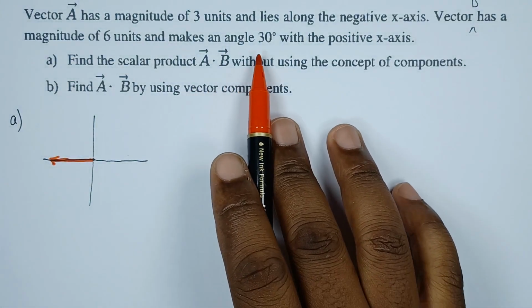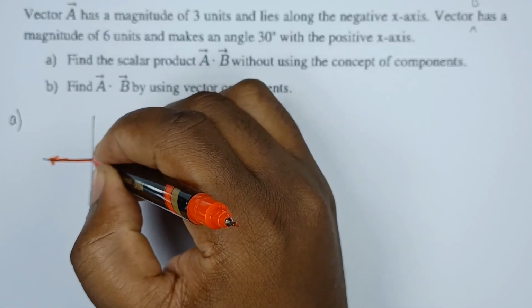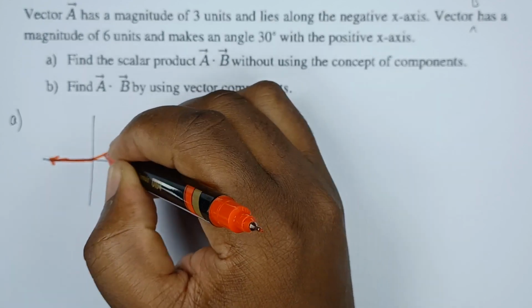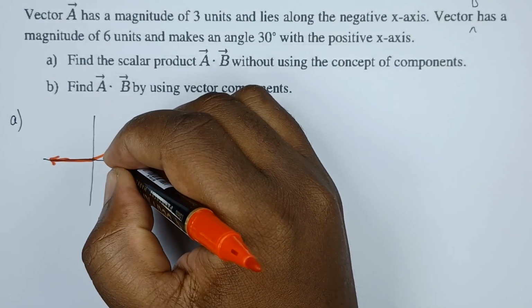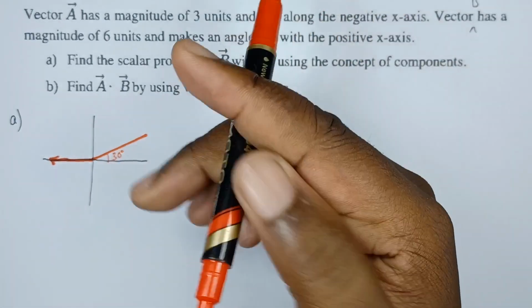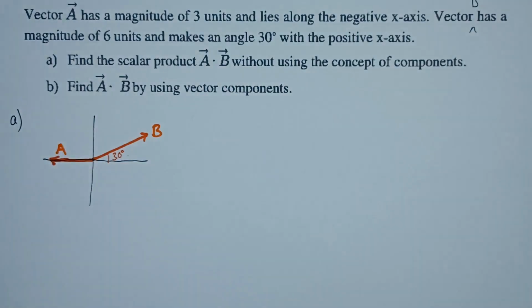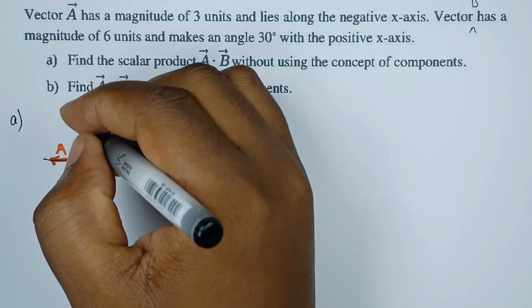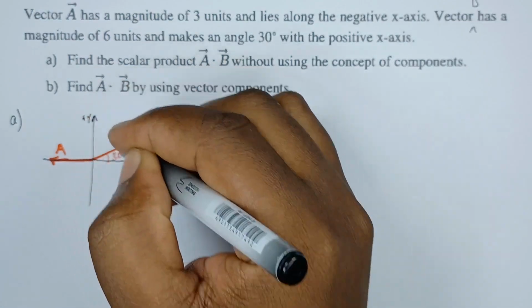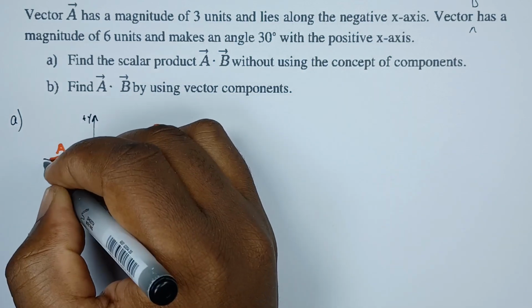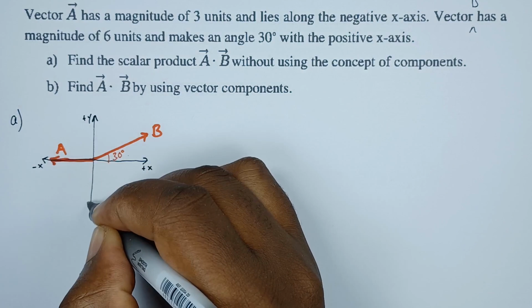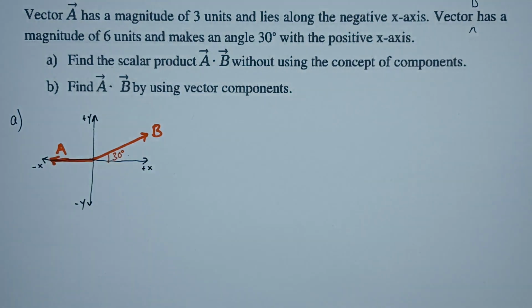Then vector B makes an angle of 30 degrees with the positive x-axis. So since angles will be measured with respect to the positive x-axis in the anticlockwise direction, this here is 30. So this is our vector B, and this is our vector A. Going up there is positive y, in this direction is positive x, in this direction is negative x, and down there is negative y. So we have the vectors A and B represented on the diagram.